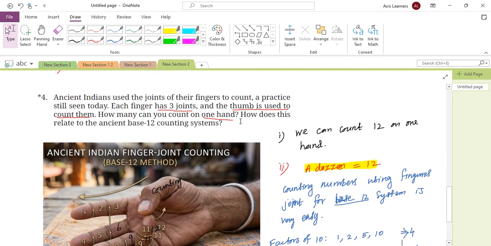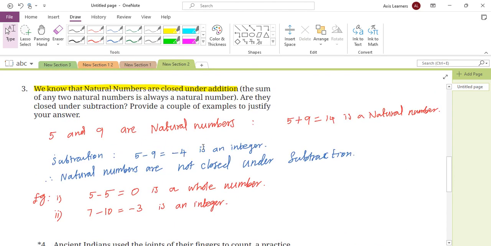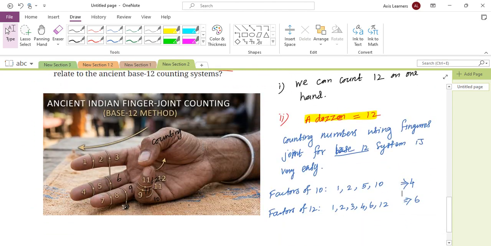That's all. We finished exercise set 3.1, okay? If you have any doubt, you can send it in the comment.